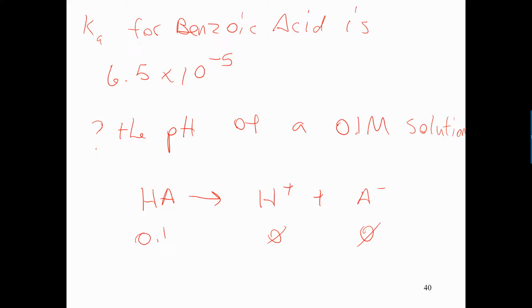It's a minus x, plus x, plus x, because anytime you have 0 over here, it means you're going to add to it. You're going to have to get rid of some of this to add to that.